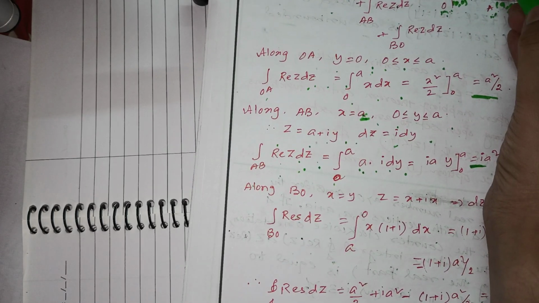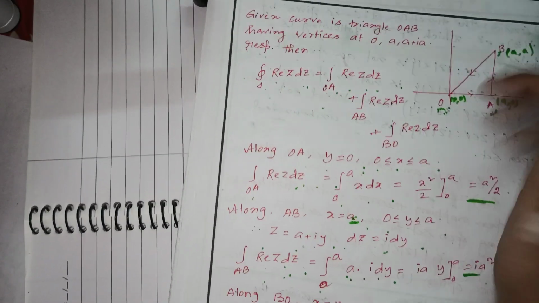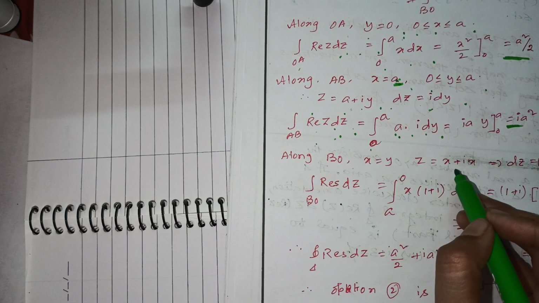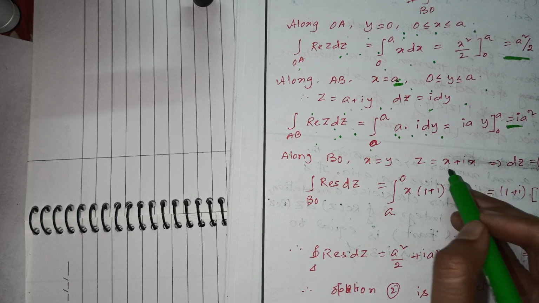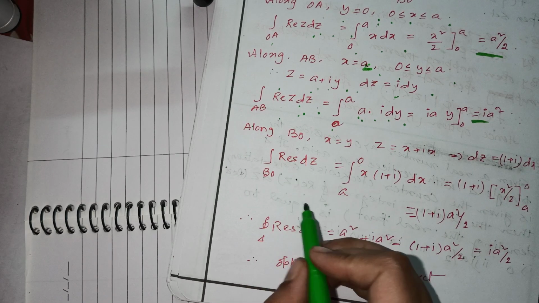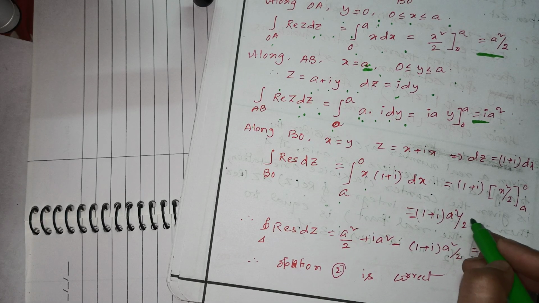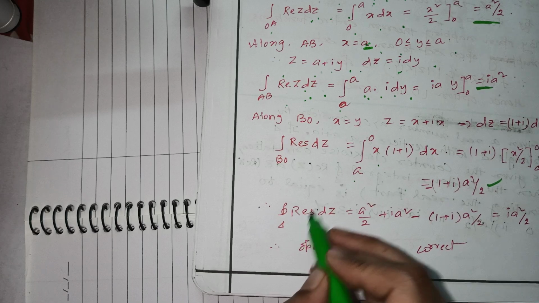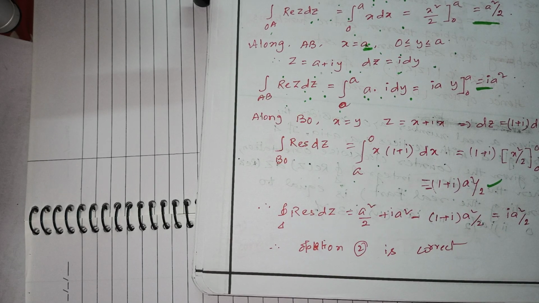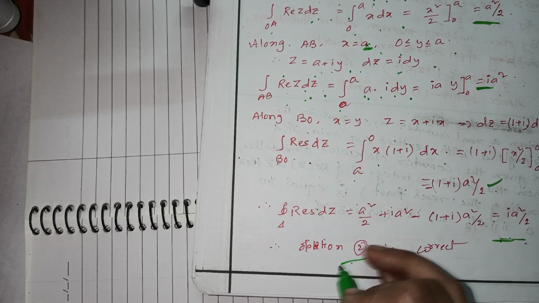Now last, along BO, we get a straight line. So y equals x obviously, so put z equals x plus iy. So z equals x plus i x and dz equals (1 plus i) dx. So putting in the value, we get the integral from a to 0 of x (1 plus i) dx. Okay. So the total of the real part of z dz is this, and we get i square by 2, and this option exists as the second, so the second option is correct. I hope it is clear.